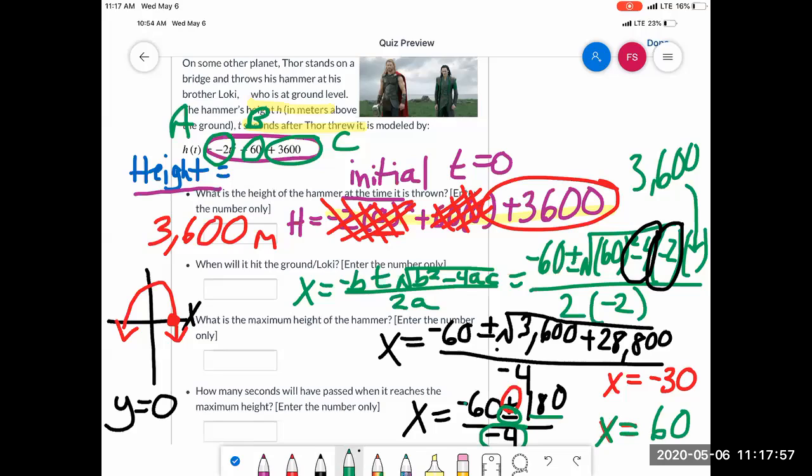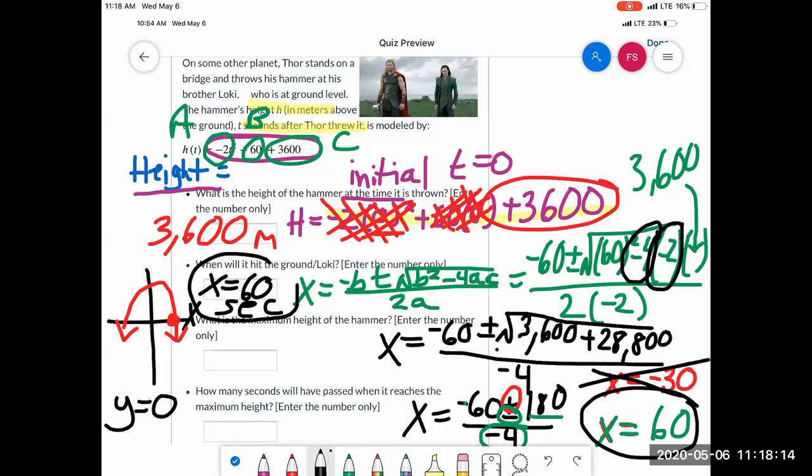Time can be negative, so the negative answer is not the one we're looking for. So we know the positive answer here has to be right. So the hammer will hit the ground at x equals 60 seconds. And really that should be a t, because we're talking about t for time, but I know we're used to using x.